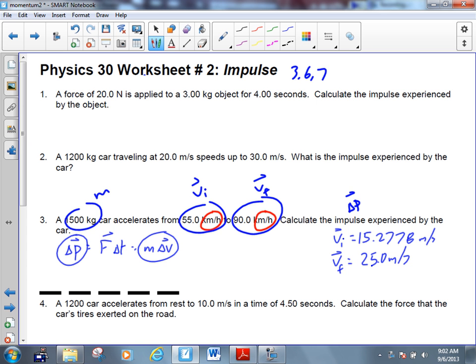All right, now that we have our givens converted to meters per second, now we can go and plug them into the equation and do what we need to do. The mass here is 1,500 kilograms. We're going to multiply that by 25 minus 15.2778, and we're going to get our answer that I gave you just a few minutes ago, which was 1.46 times 10 to the 4 Newton seconds.